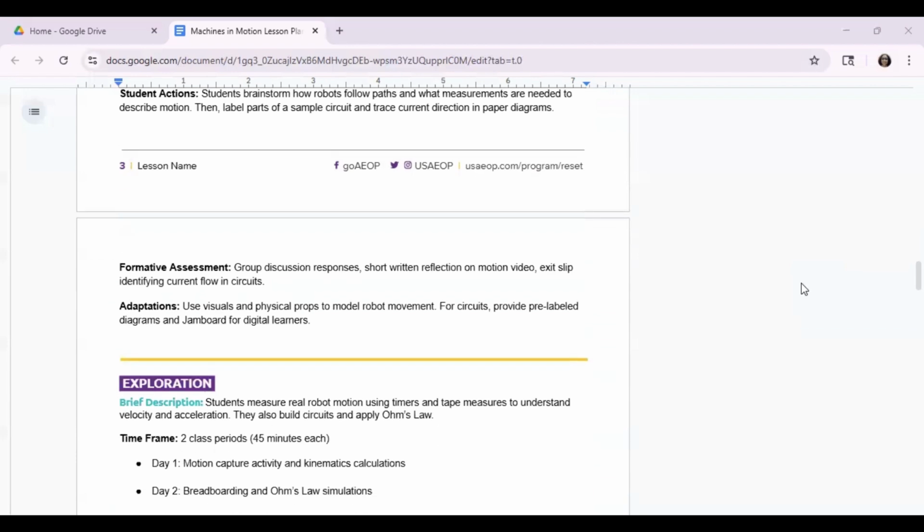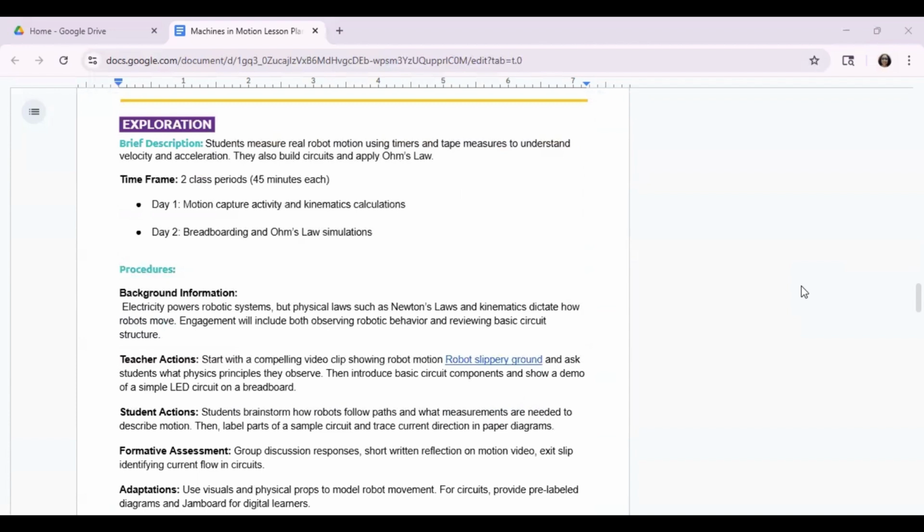Now to the exploration. Hi, I'm Penny Payton. I worked with Nikita while she was doing her research. The exploration is two class periods, about 45 minutes each, or combined if you're doing longer class periods. Students will measure real robot motion using timers and tape measures to understand velocity and acceleration, and also build circuits and apply Ohm's law.